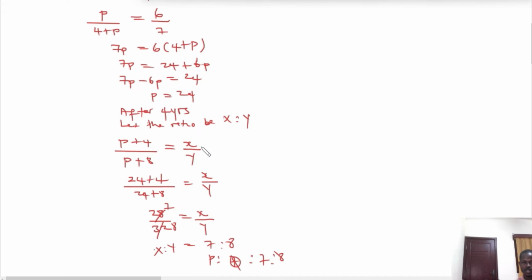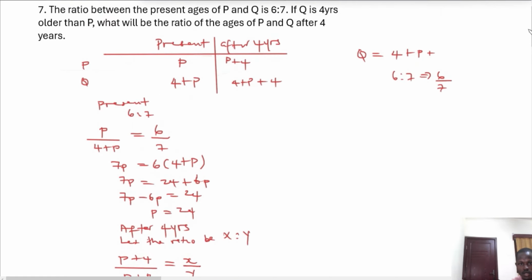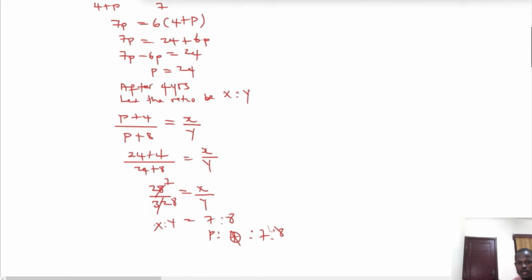I just used this x and y to illustrate this, so it's not supposed to be there. But if you're solving, you can use P and Q here if you want to. So we've gotten the ratio as 7 is to 8. This is the ratio we were asked to find. What will be the ratio of P and Q? The ratio is 7 is to 8. So this is our answer for this question.